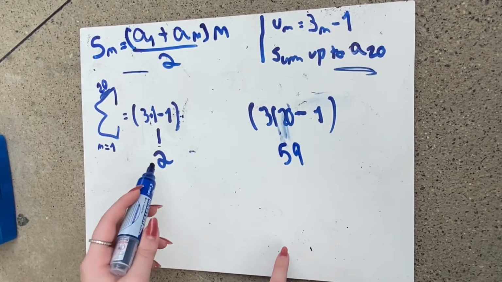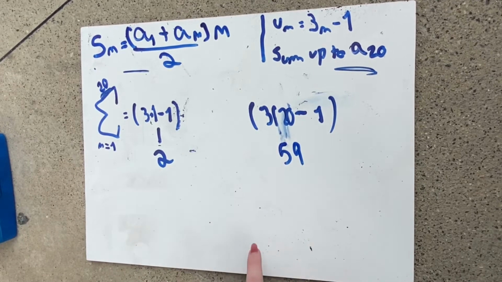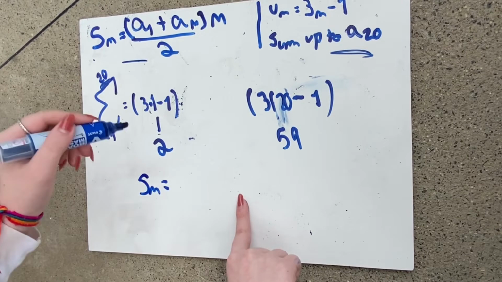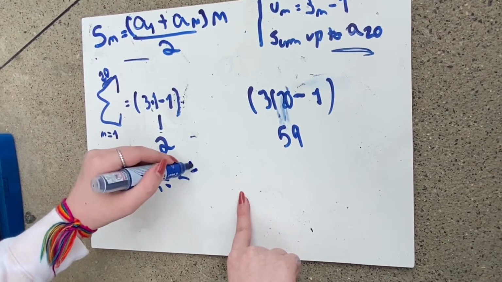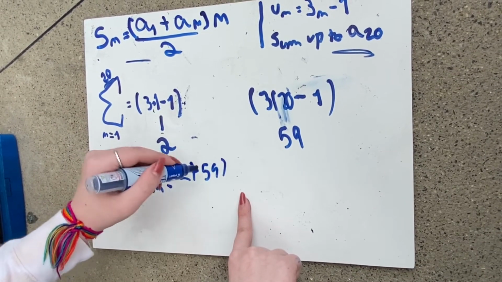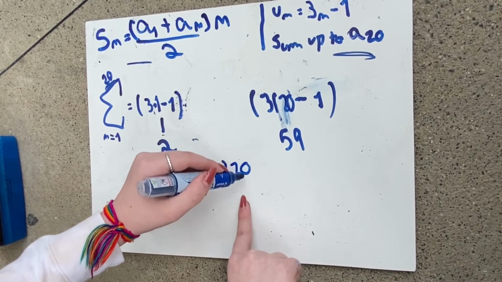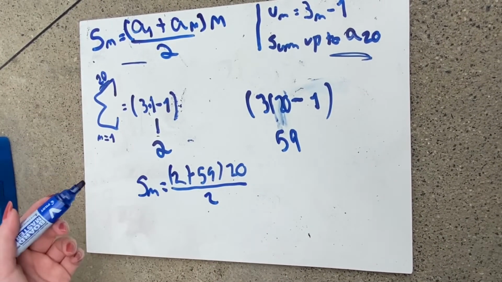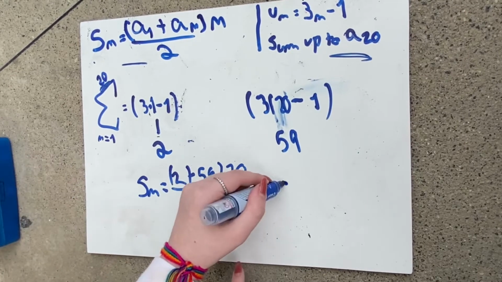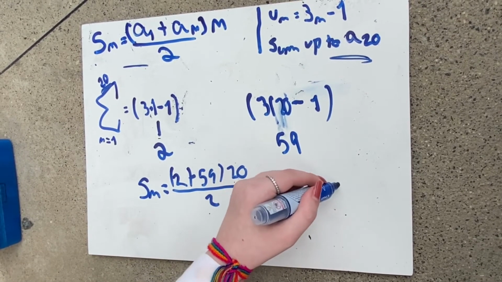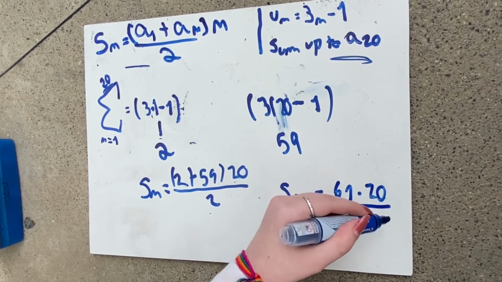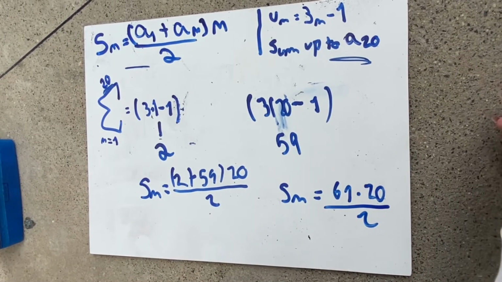So now you have your a1 and your an, and you can just plug that in. So you're going to have Sn equals 2 plus 59 times 20 divided by 2. This gives you 61. So Sn equals 61 times 20 over 2. Let me just do that really quick.